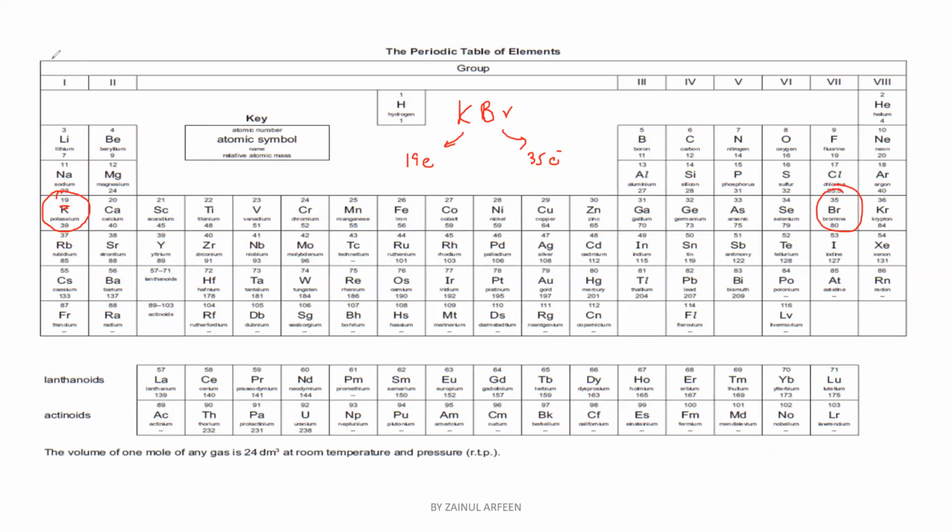But when they react with each other, potassium belongs to group 1, it will have a charge of +1, or it will lose 1 electron. And bromine belongs to group 7, it will have a charge of -1 and it will gain 1 electron.